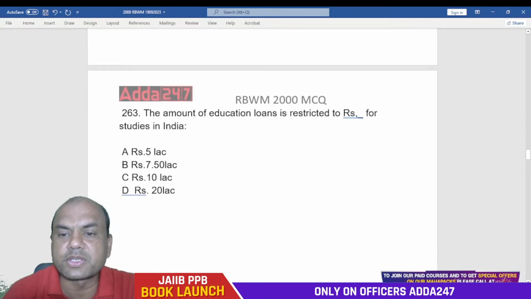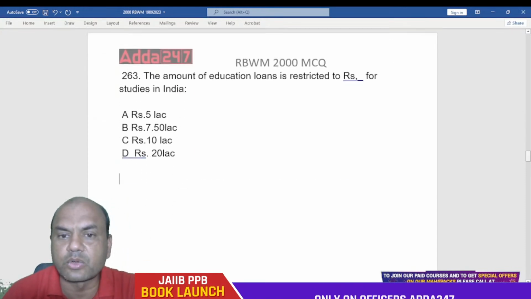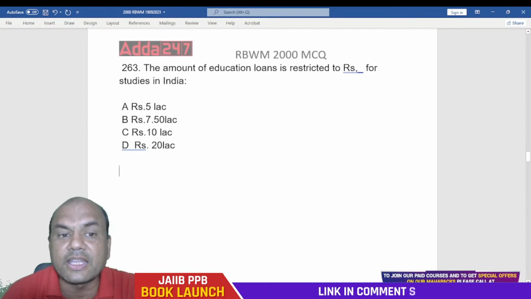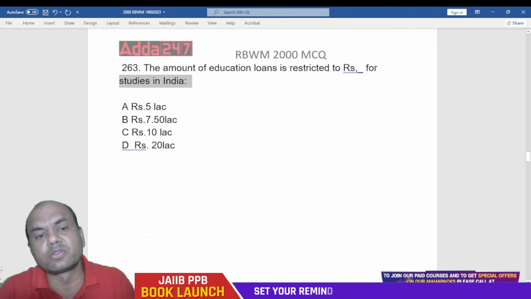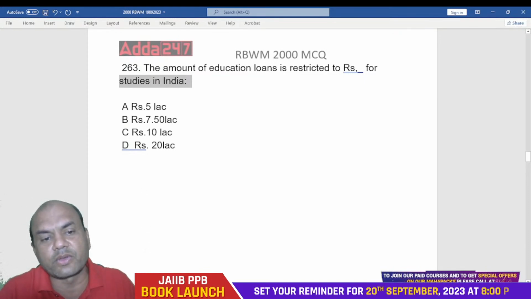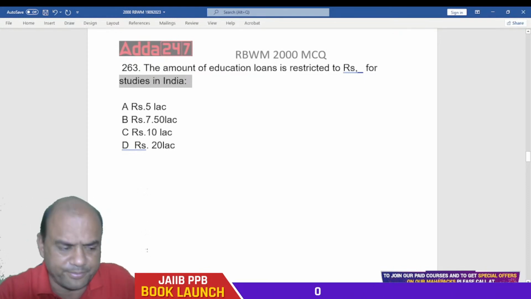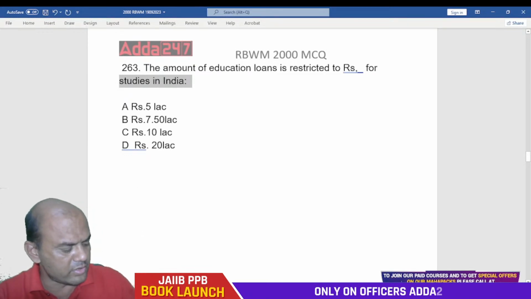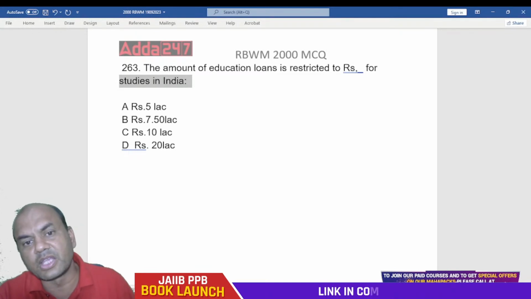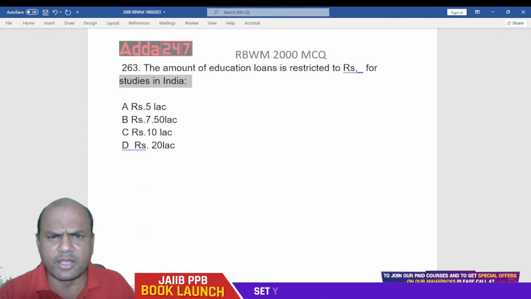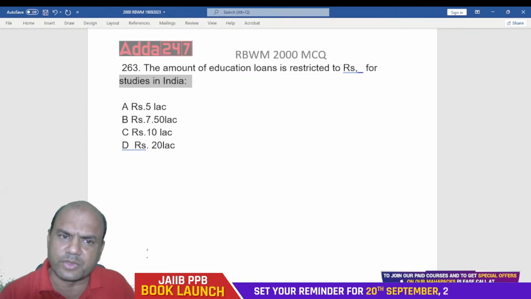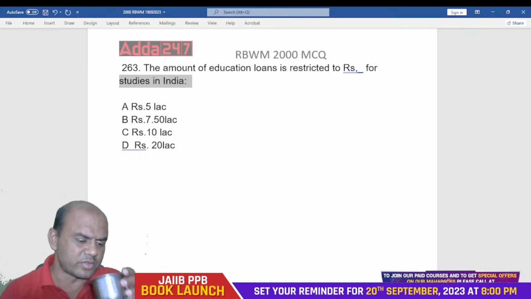The amount of education loans is restricted to dash for studies in India. So in India, what is the maximum amount of education loan? 5 lakh, 7.5 lakh, 10 lakh, 20 lakhs. Now this is a simple answer. What is the answer over here? Education loans in India. Immediately I'll be asking you about abroad also. The next question is about abroad.